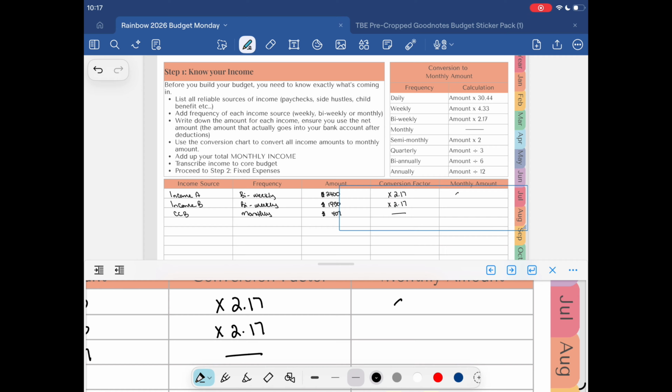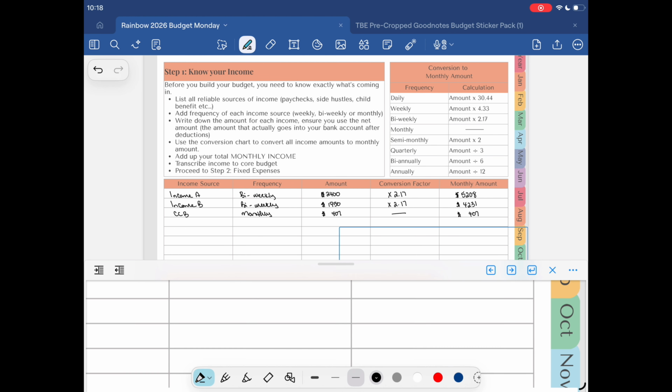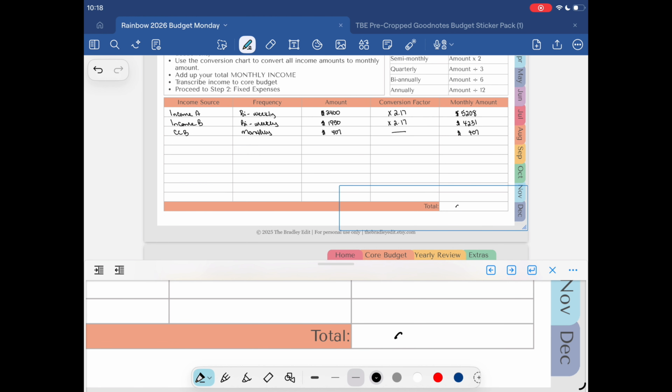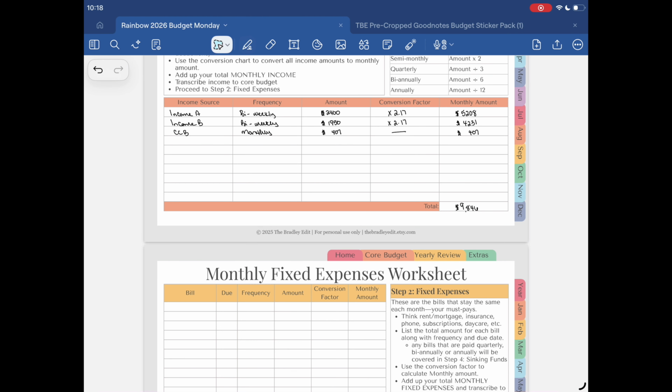So the math for this is $5,208, and this one is $4,231, and then $407, with our total monthly net income of $9,846.